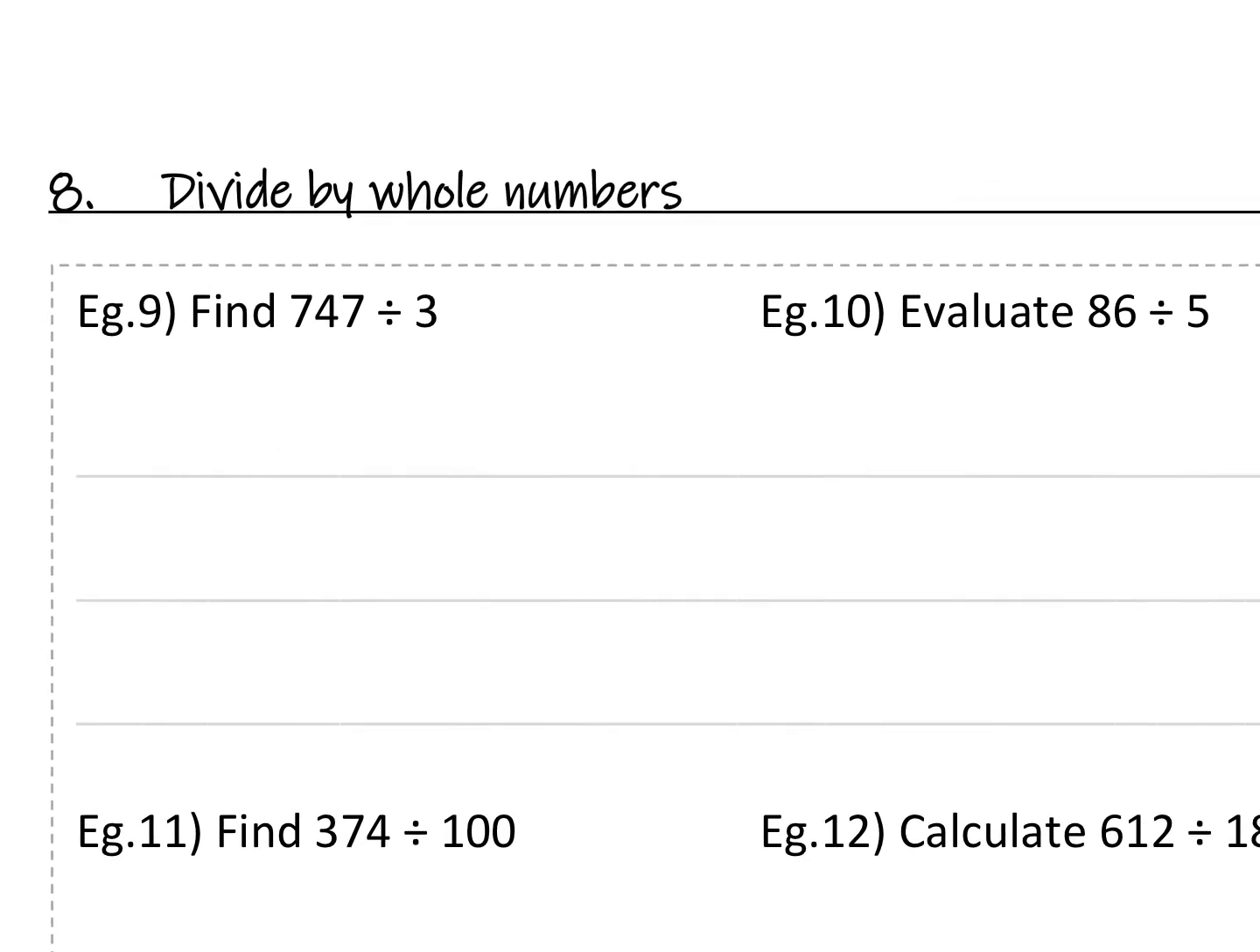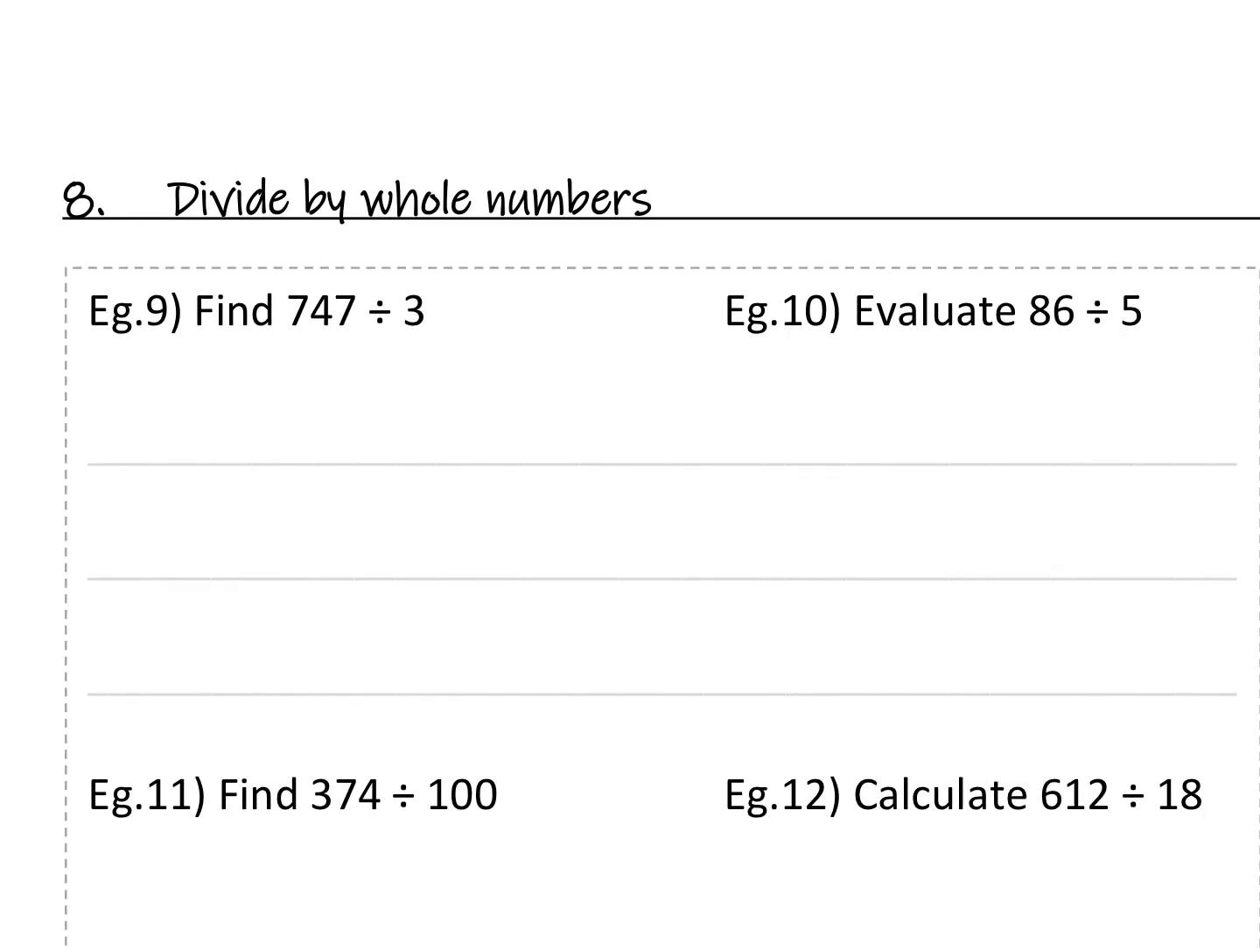Let's look at example 9. We've got to divide 747 by 3. Sometimes people call this the bus stop method. We see how many times 3 goes into 7, which is 2. So we write down 2 and we carry the remainder over here, which is 1. 3 goes into 14 4 times because 3 4s are 12, which leaves 2 left over. And then 3 goes into 27 9 times. So your answer is 249.